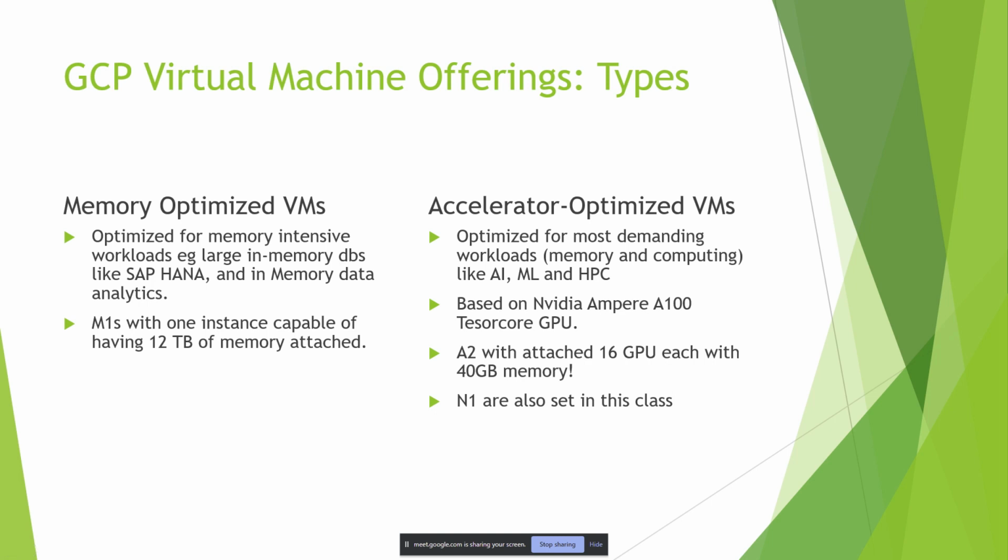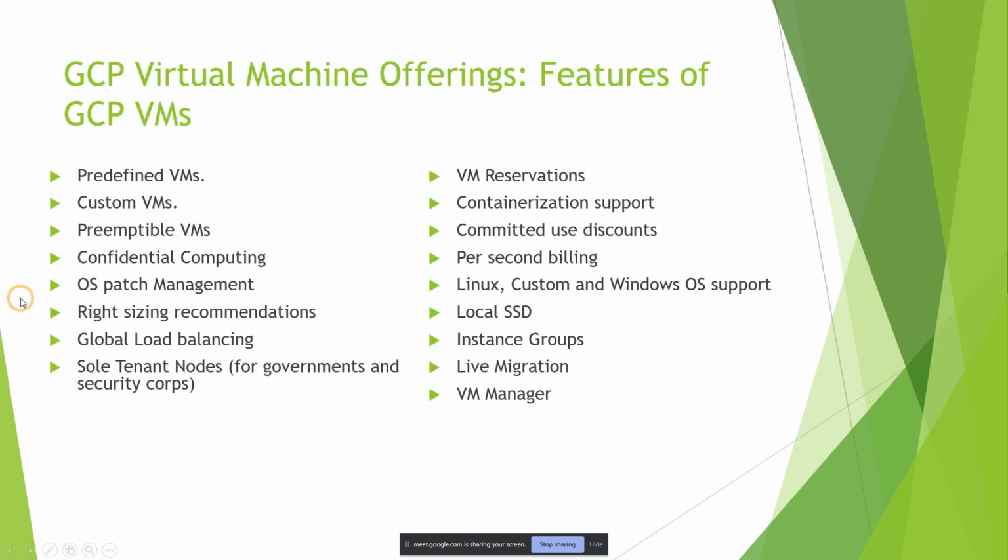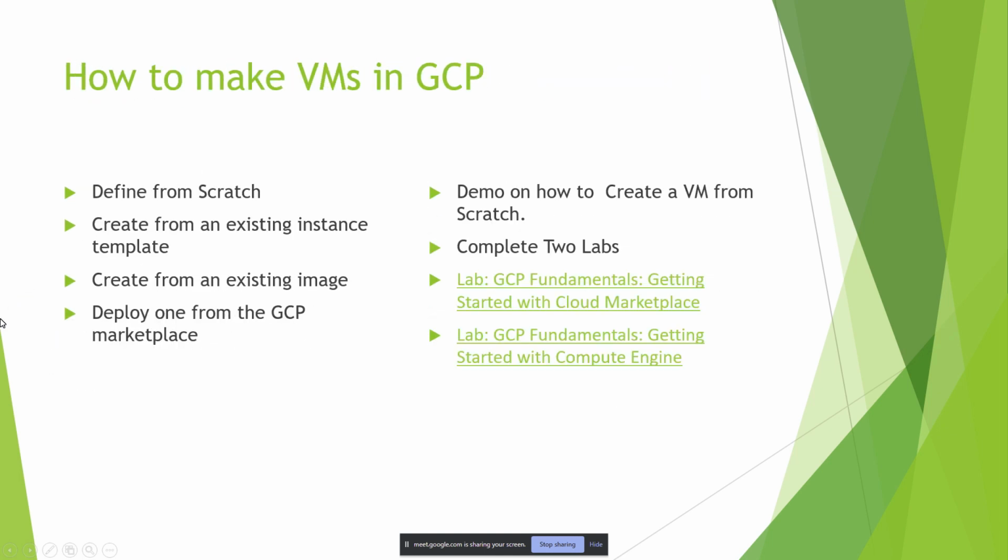So you can see these accelerator optimized VMs are very specific. They are based on the NVIDIA Ampere A100 Tensor Core GPUs, and the Google ones use the 40 GB memory ones, but there is also the 80 GB memory version. So imagine attaching 16 GPUs each with 40 GB. You can imagine that is not saving on your cost anymore.